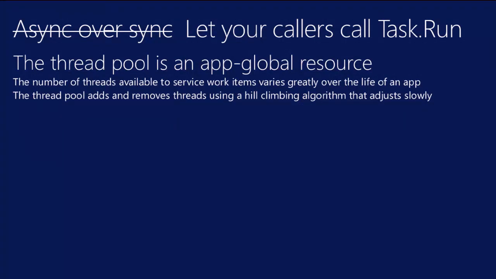All the APIs that are going to be calling task.run are going to be sharing that same thread pool. And it's going to be growing and shrinking in response to what you do. It's similar to the garbage collector. You want to be a good GC citizen in your API so you don't abuse and make a lot of garbage that's going to cause pauses elsewhere. It's the same with the thread pool.